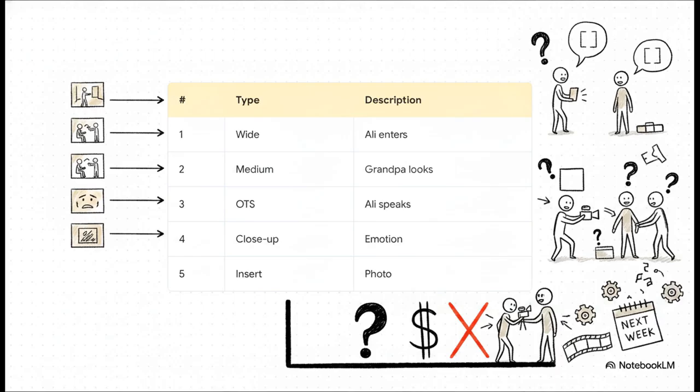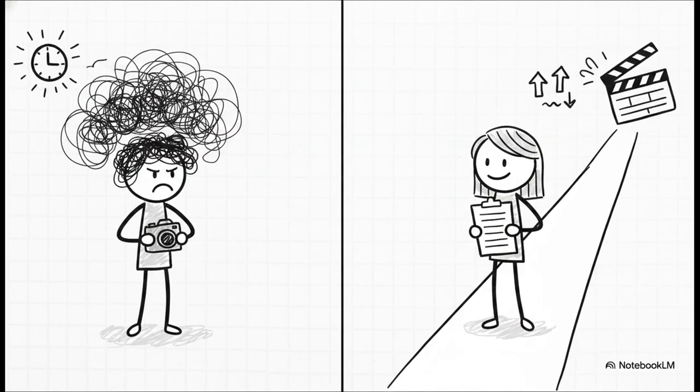Now contrast this clean, hyper-organized list with a chaotic no-list scenario where the crew wastes an hour debating where to put the camera, forgets the reaction shot of the grandfather entirely, and ultimately has to spend thousands of dollars to reshoot the scene next week. Yikes. And that brings us to a core rule of filmmaking.